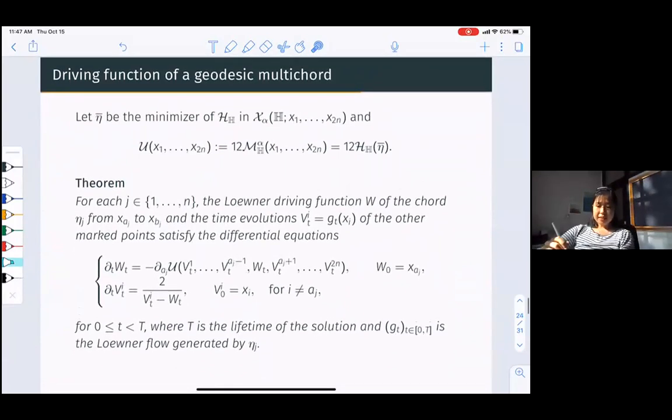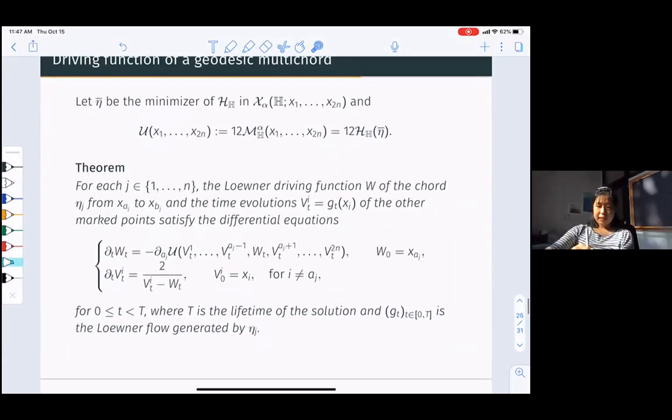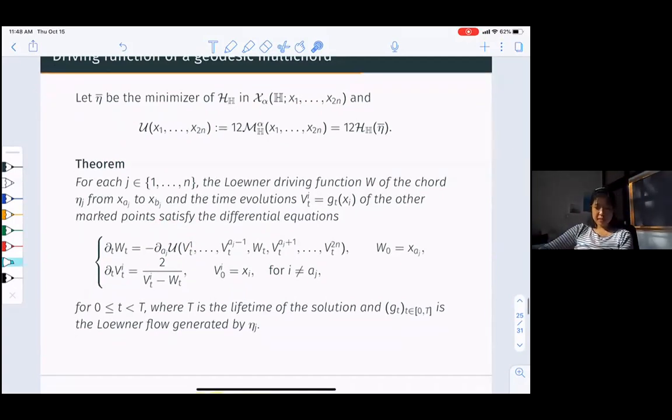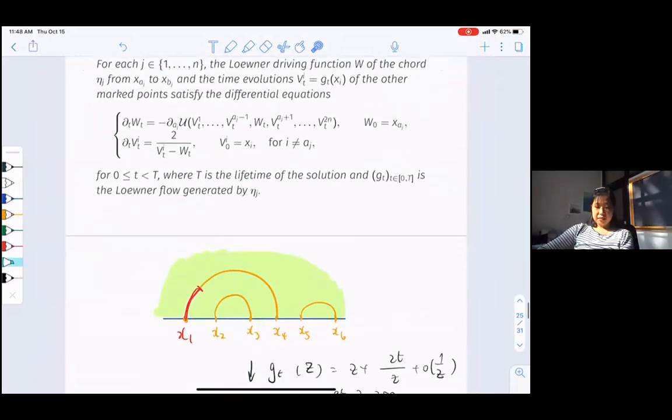It's the following theorem. It says that if I look at my energy minimizer, this unique geodesic multi-chord with boundary data alpha and x1 to x2n, then I can write out the Loewner driving function of each of those curves, and they are given by a partial derivative of the minimal potential. And this is only true if you include the Poisson kernel term, which compares different boundary data. Then you have this partial derivative, which makes sense. You don't have to read this theorem.